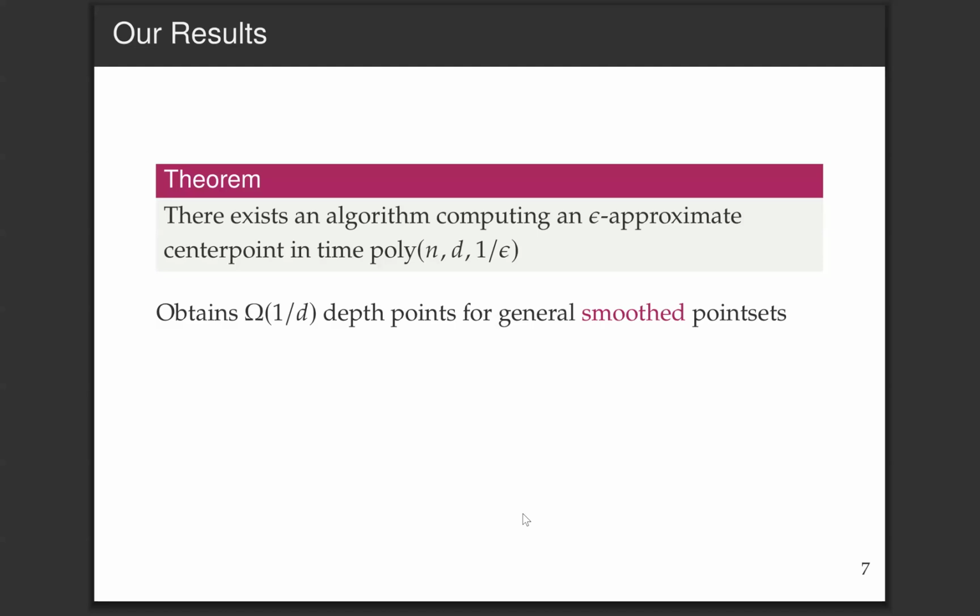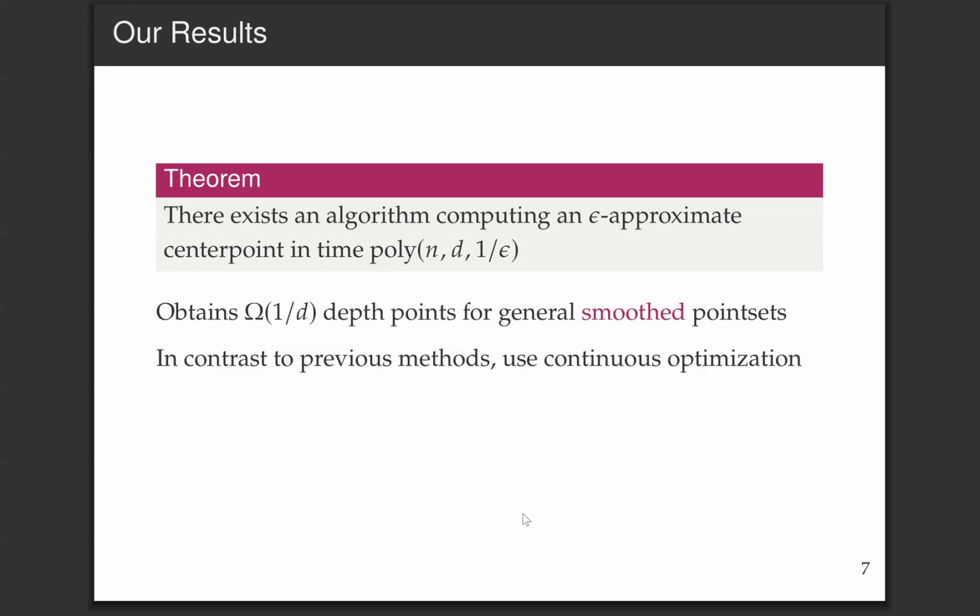Another way of viewing this result is in the setting of smoothed analysis, where we can show that this implies that you get an Omega(1/d) depth point for a smooth point set. So if you take the point set and add a little bit of Gaussian noise to every point, then the point that this algorithm returns is an exact 1 over d depth point for the smooth point set.